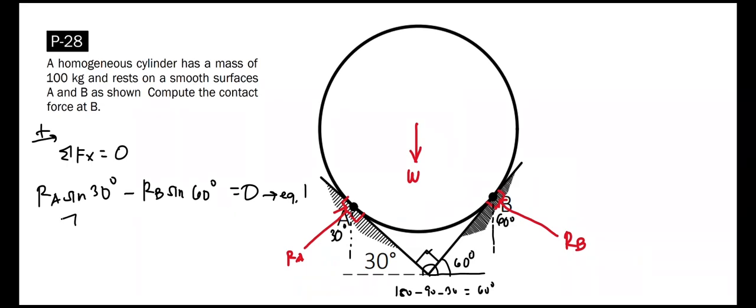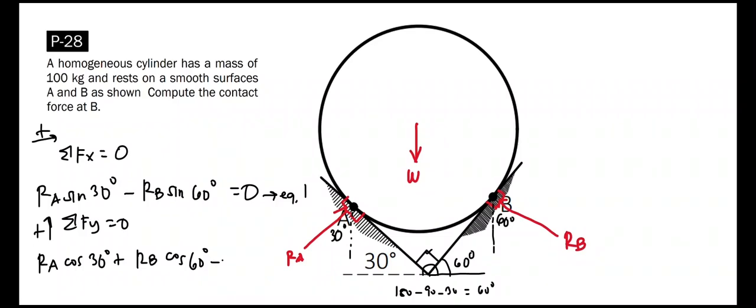And for the second equation, we take summation of forces vertical equal to 0, considering upward forces to be positive. So we have the reaction A with the vertical component by multiplying it by cosine of 30 degrees plus R sub B with the component going upward, that's a value of R sub B cosine of 60 degrees minus the weight W, that is a value of 100 kilograms times 9.81 to convert this into newtons, equal to 0. So this serves as our equation number 2.